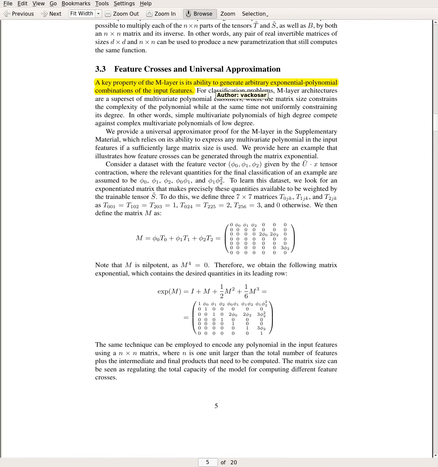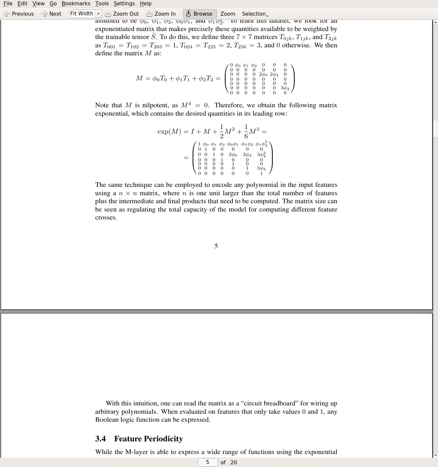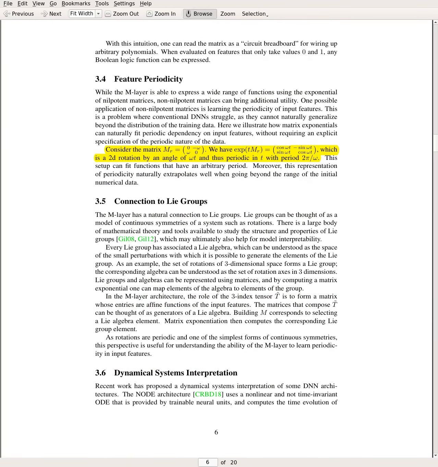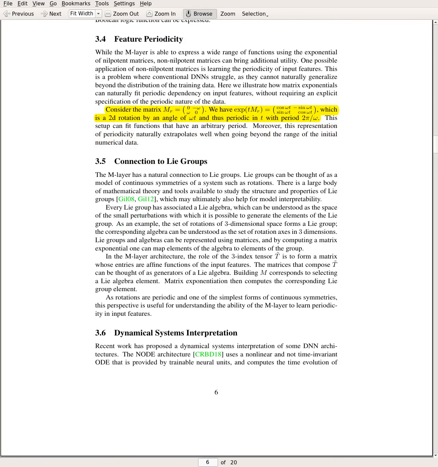So the interesting fact about this M layer is that it is able to generate arbitrary exponential polynomial combinations of its features. That means that on these kinds of problems where exponentials and polynomials are what we are trying to fit, this should perform better. Or I think, I don't actually have a proof of this.